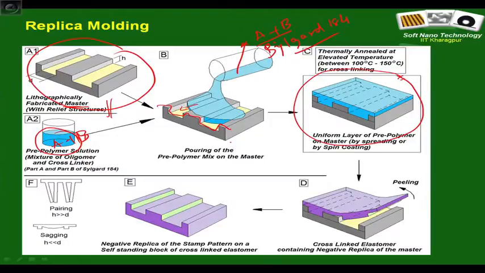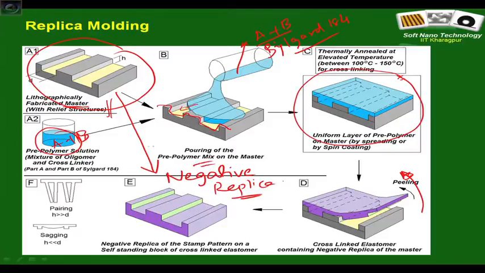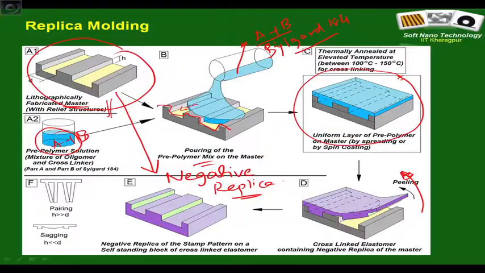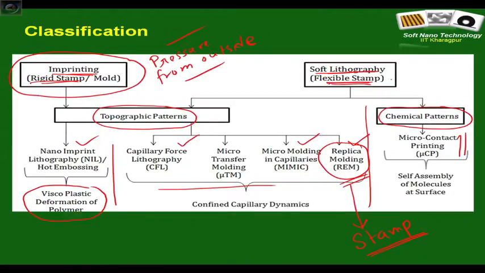This cross-links now, and as it cross-links, it is like a rubber. So, once you take it out, you can simply peel it off from one side, and what you have created is not a positive replica, but a negative replica of the original stamp in this Sylgard material or this flexible polymeric material. And it is this block of that flexible material which is used as a stamp for most of the soft lithography techniques, which require a flexible stamp.